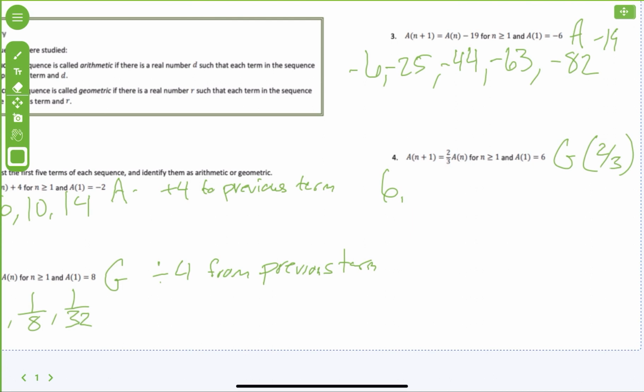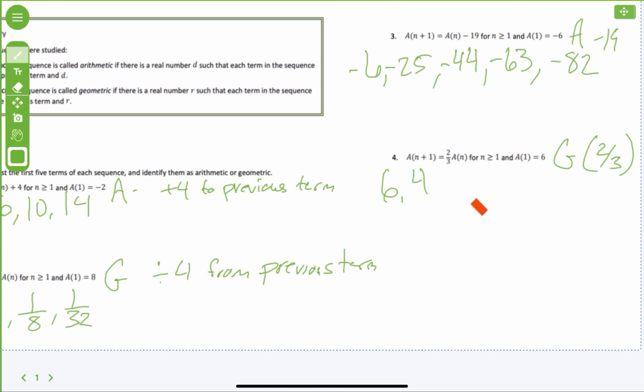Well, what's 6 times 2? Divided by 3. 4? Guys, 12? That's all you have to do. That's exactly what 6 times 2 divided by 3 is. You're multiplying by the top and then dividing by the denominator. That's all you're doing. So what's 4 times 2?